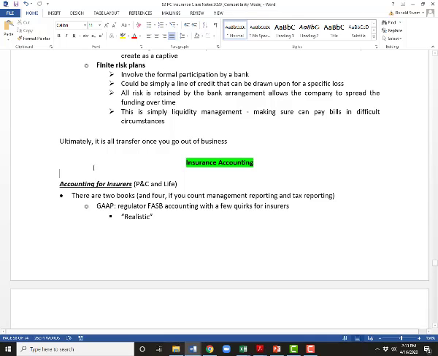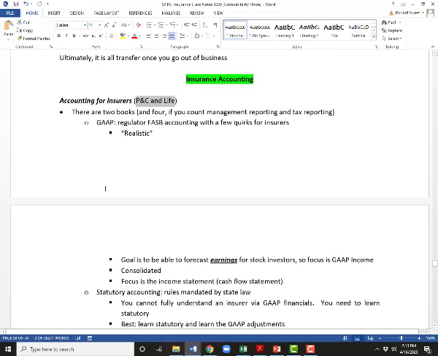But let's talk through the accounting for insurance companies. A lot of this is true for both property and casualty and life, so there's some overlap here. They have two sets of books, and they may have more. They may have an internal accounting that they do, and they definitely have tax reporting. Insurance taxes are very complex, and what they file with the IRS is several pages. It looks like a lengthy financial statement.